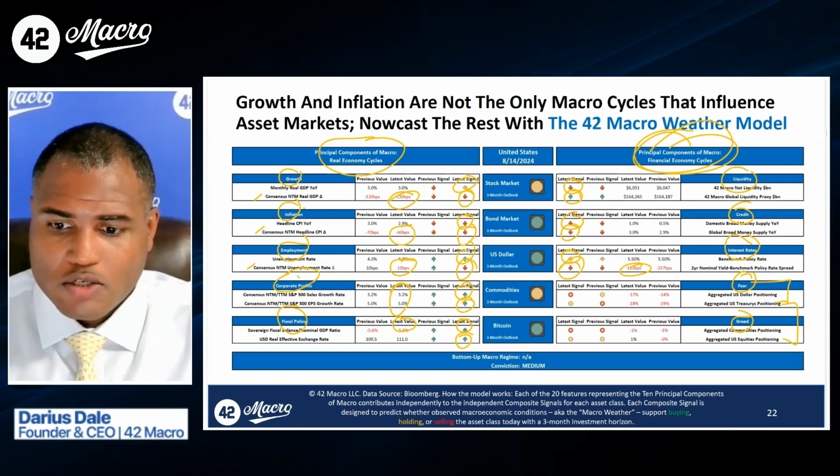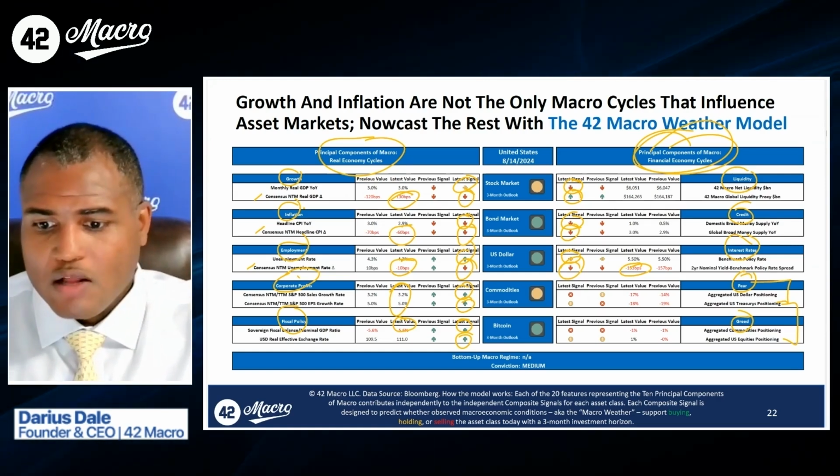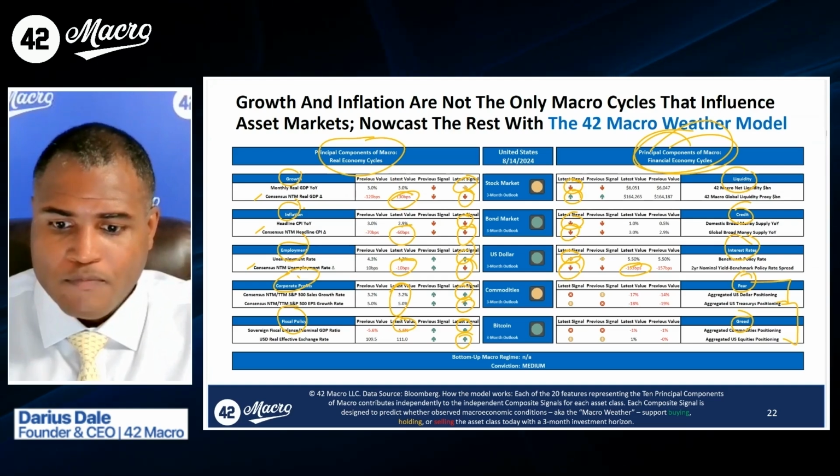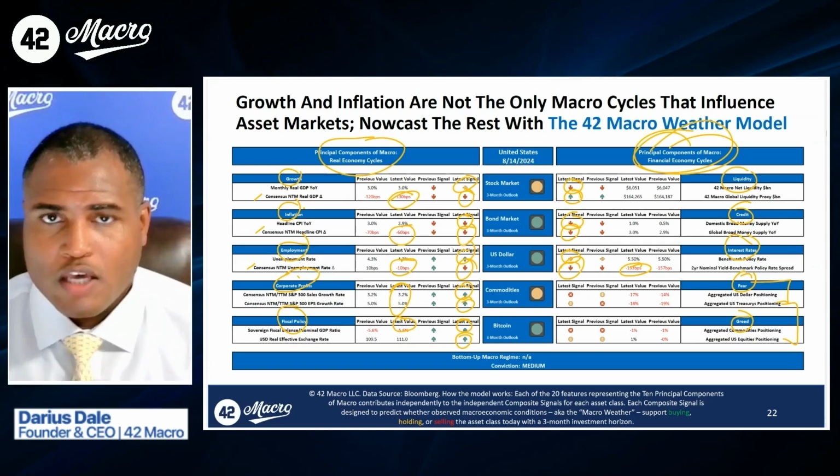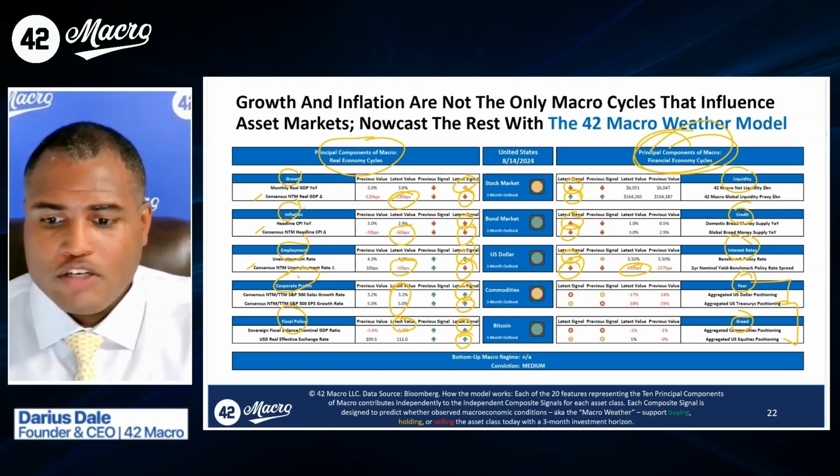And then finally, with respect to our aggregated U.S. dollar and U.S. Treasuries positioning indicators, this is a non-commercial net length divided by total open interest in the combined futures and options markets for each of these asset classes.